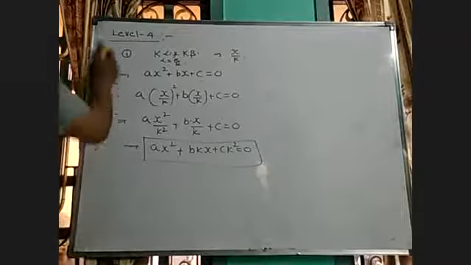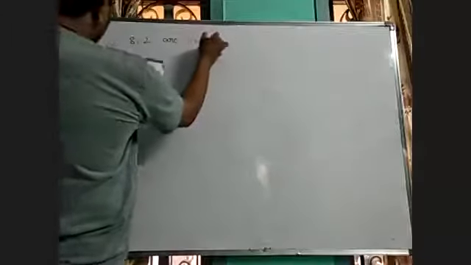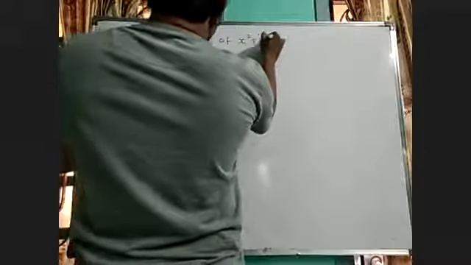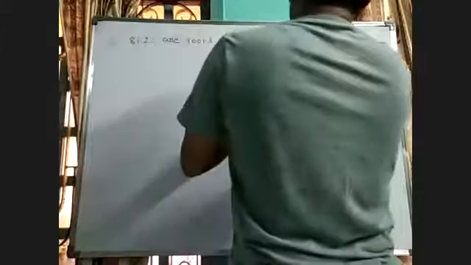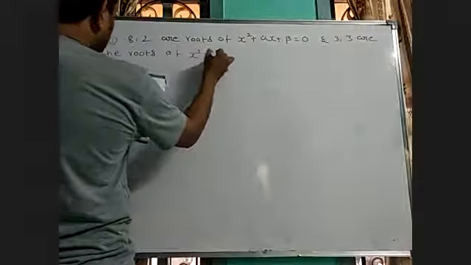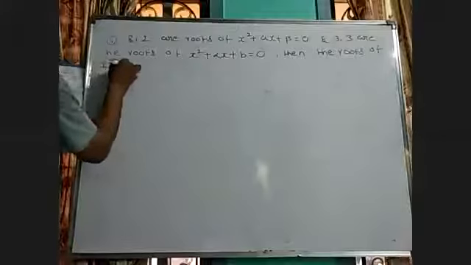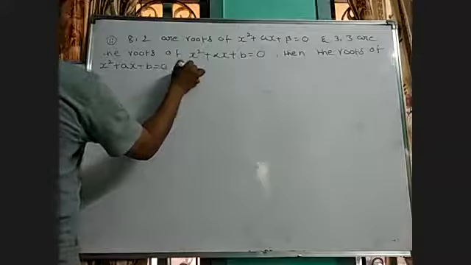Next, statement 2. See what they give in statement 2: 8, 2 are roots of x square plus ax plus beta equals 0, and 3, 3 are roots of x square plus alpha x plus b equals 0. Then the roots of x square plus ax plus b equals 0 are 9, 1.